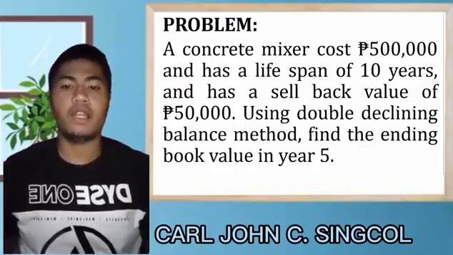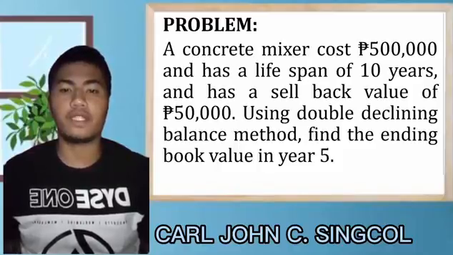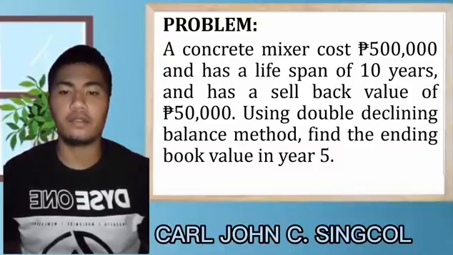In a problem, a concrete mixer costs 500,000 pesos, has a lifespan of 10 years, and has a salvage value of 50,000 pesos. Using double declining balance method, find the ending book value in 5 years.